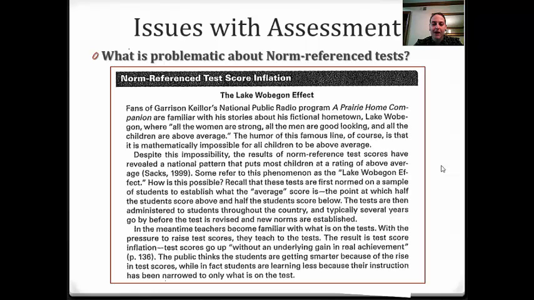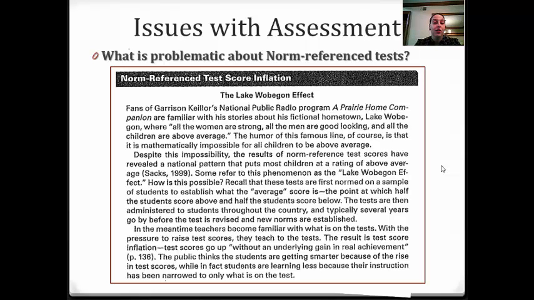Some refer to this phenomenon as the Lake Wobegon effect. How is this possible? Recall that these tests are first normed on a sample of students to establish what the average score is, the point at which half the students score above and half the students score below, right? We talked about that with the norm referencing. The tests are then administered to students throughout the country, and typically several years go by before the test is revised and new norms are established.